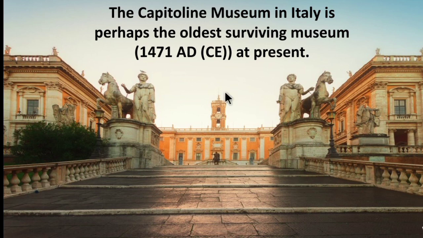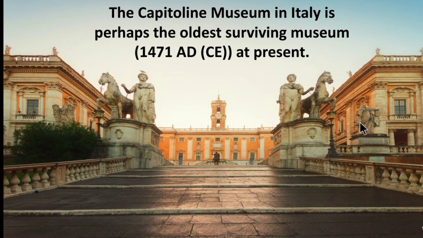And the next museum is the Capitoline Museum in Italy, perhaps the oldest surviving museum. Surviving means it is still in existence. 1471 AD. AD is also called CE. CE is a secular term for AD at present.